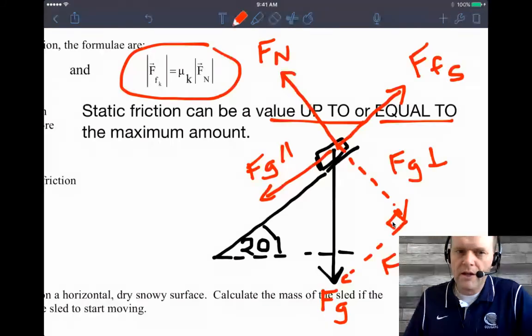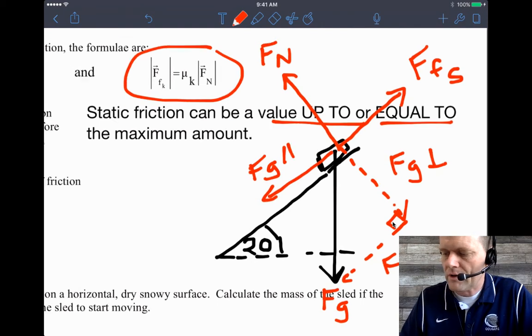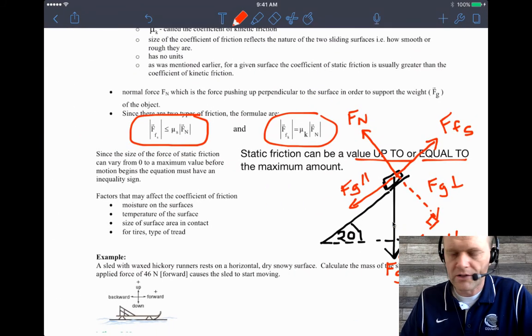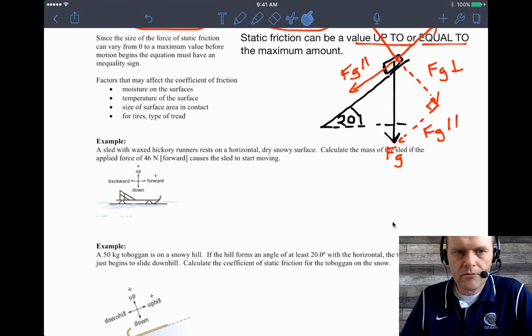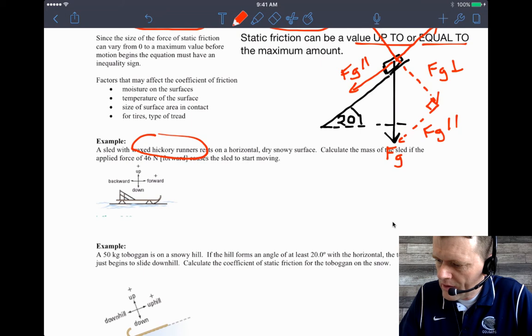So in the course of calculating the amount of friction, either we're going to be analyzing kinetic or static. So I'm going to walk through a bunch of those with you right now. We'll do these two examples that are down here, and then I'll let you try the others on your own before I post the answers. So let's look at this sled. This is a sled, and it has waxed hickory runners on a horizontal, dry, snowy surface.